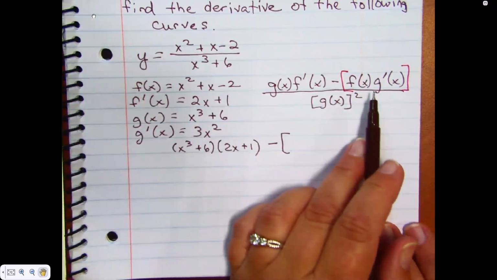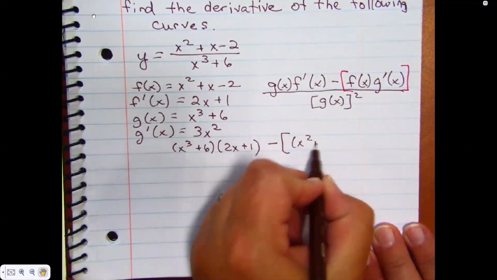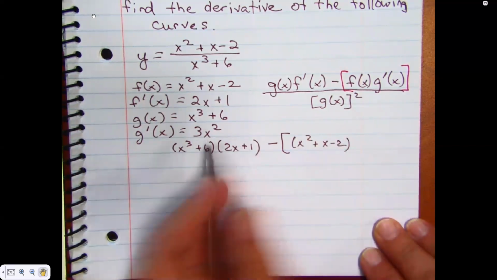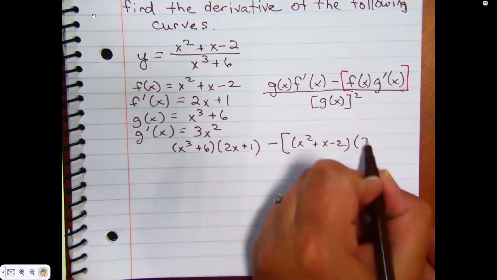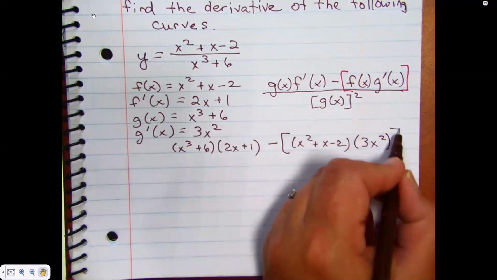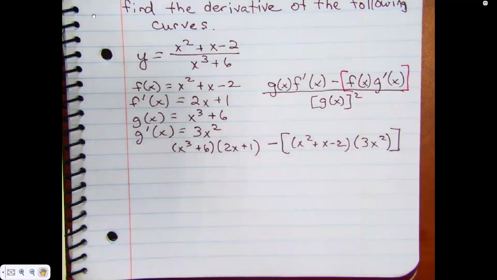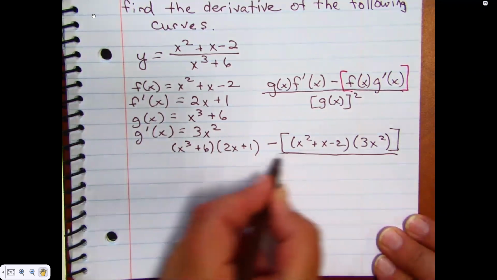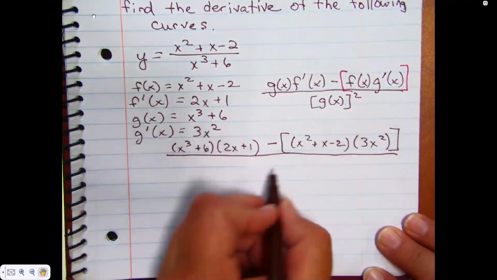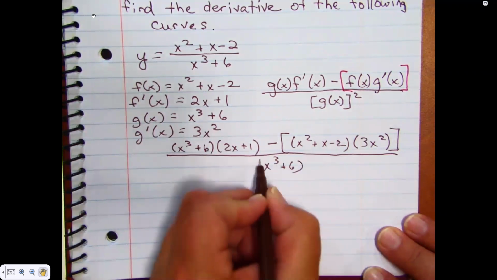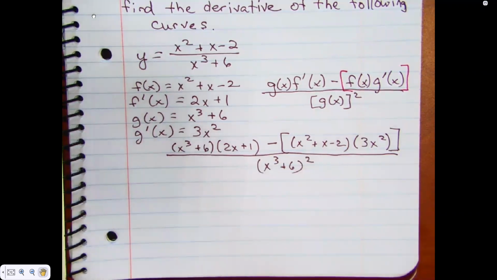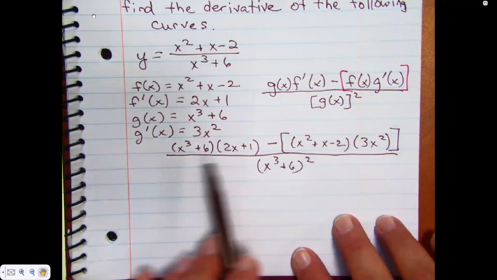All right, now let's go back. F of x was that trinomial. And then the derivative of g, they try to give us something pretty nice. So it's just one term, 3x squared. So that's not too bad. And then all over, don't forget, all over our g, which is x to the third plus 6, and then square that. Don't worry about writing that out twice and multiplying. We just have to multiply the top.